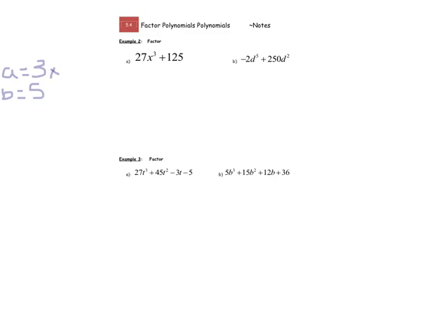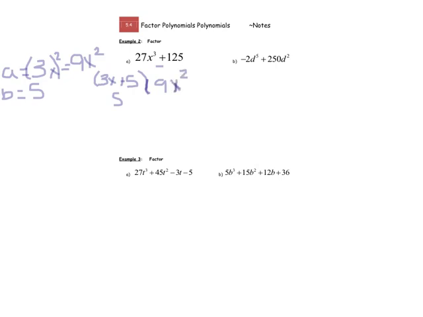All right, so we're going to take that and write that as a binomial. So we have 3x and 5. Remember to use SOAP, so same sign since it's plus. Plus goes with that. Now we're going to go ahead and square the A term. When you square that, you get 9x squared. So that's the first part that goes in here.